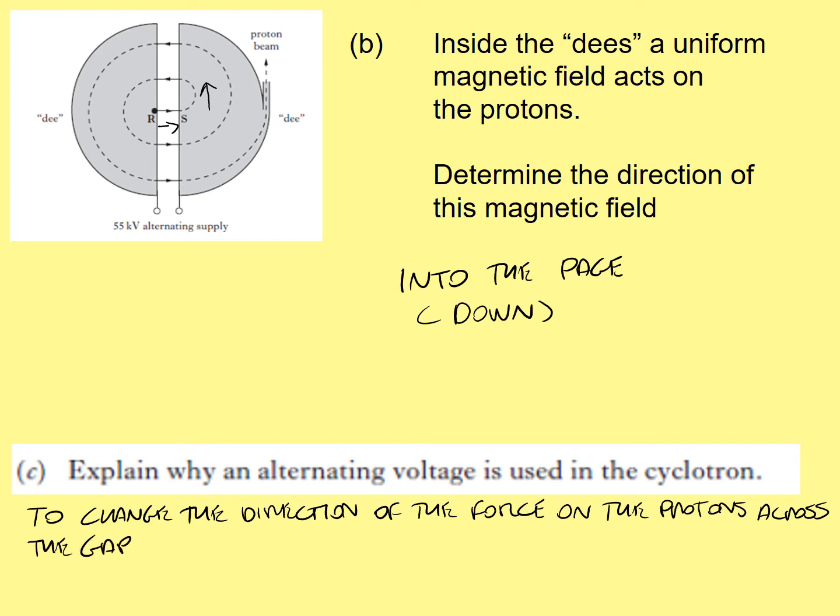Because in one cycle, the protons are going left to right, as we saw R to S, but then as it moves to the top, they've got to move from S to R. So we need to change the direction of the force on the protons across the gap as they change direction going around. Now, because they're going around and around and around, that electric field must change direction repeatedly as the direction changes repeatedly.